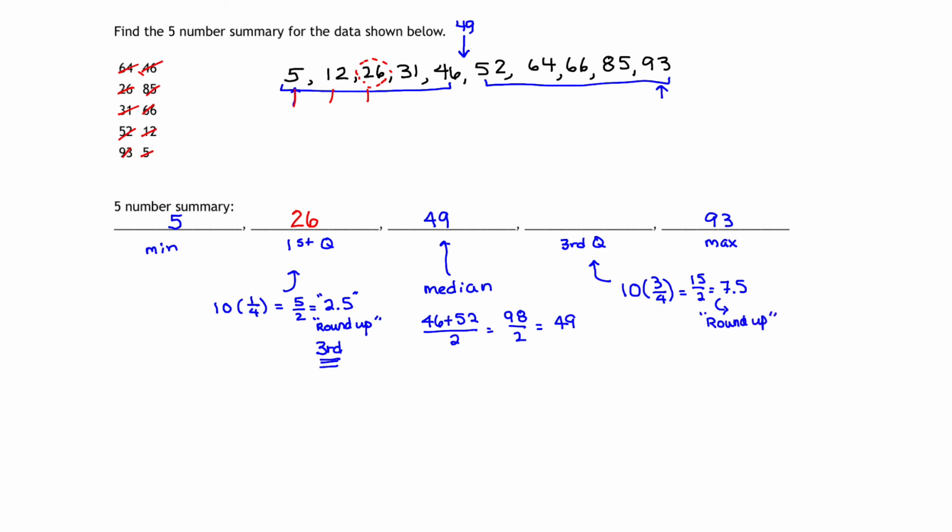And so the next integer value will be my 8th element in the set. My 8th element in the set, 1, 2, 3, 4, 5, 6, 7, 8, now becomes my third quartile number, which is 66. And so the 5-number summary for this data set would be 5, 26, 49, 66, and 93.